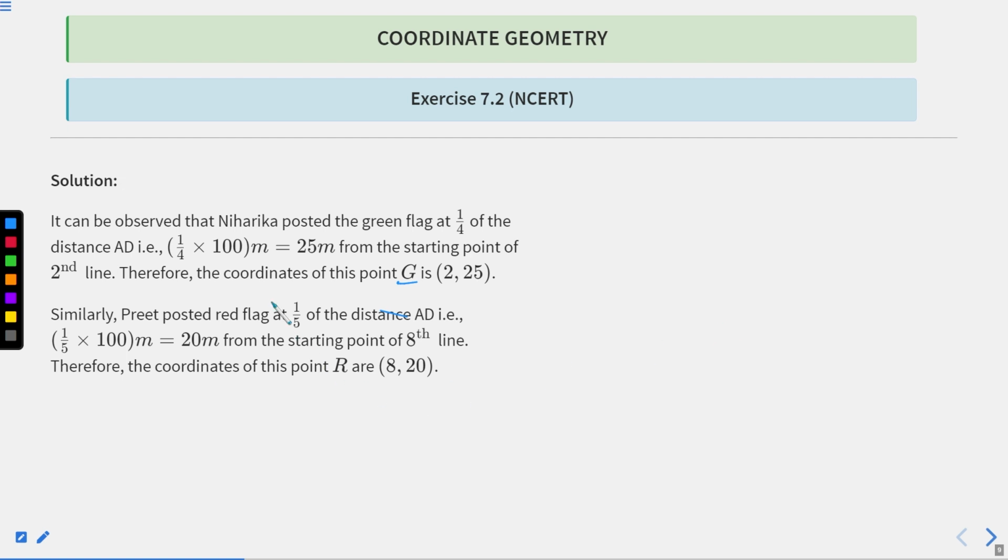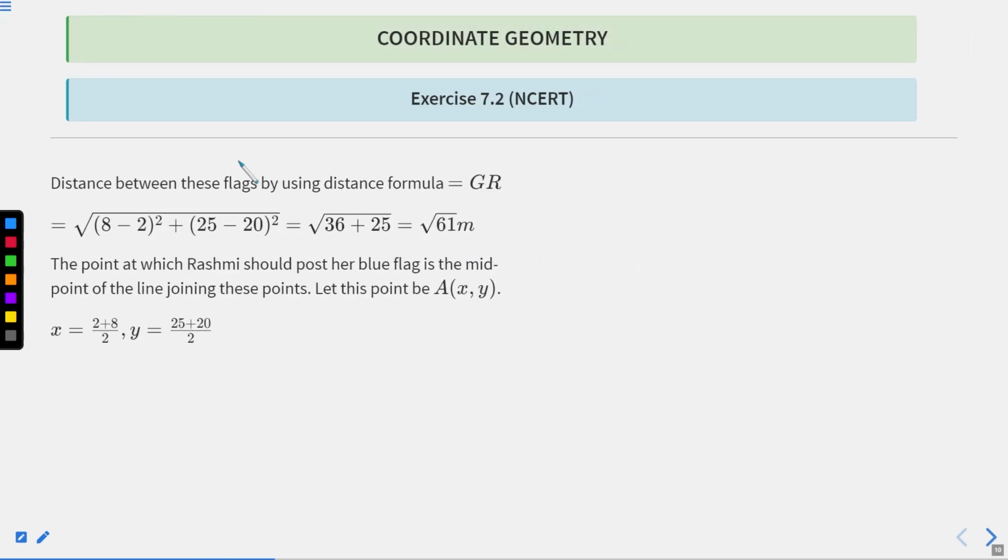Similarly, Preet posted the red flag at 1/5 of the distance AD. That is 1/5 into 100, which is equal to 20 meter from the starting point of the 8th line. Therefore, the coordinates of the red flag are 8, 20.